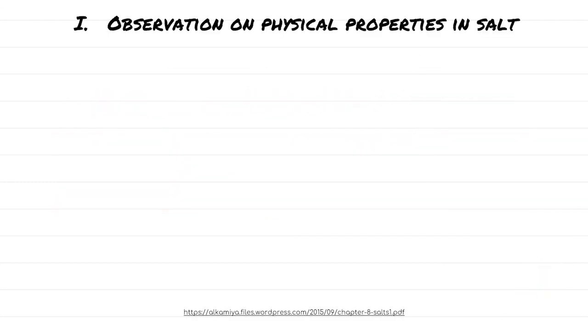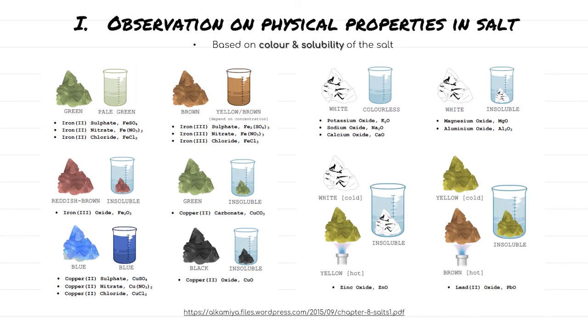For the first method, observation on physical properties of salt, we can look at the color and the solubility of the salt. Here we have the color and the solubility and also the compound that was given. We have iron 2, iron 3, copper 2, iron 3 oxide, copper 2 oxide, zinc oxide, lead 2 oxide, and also magnesium oxide and potassium oxide.